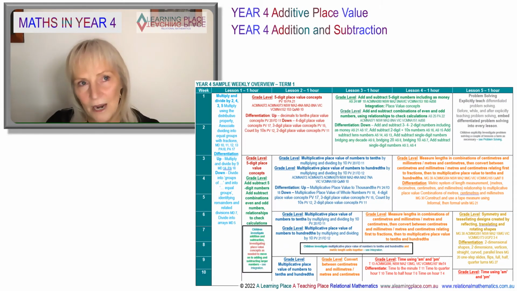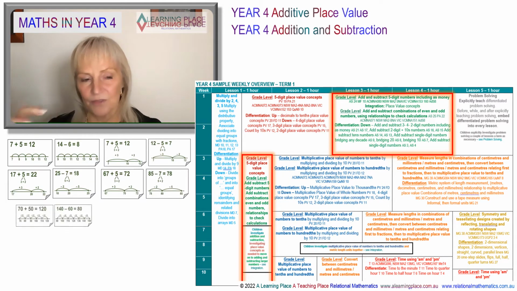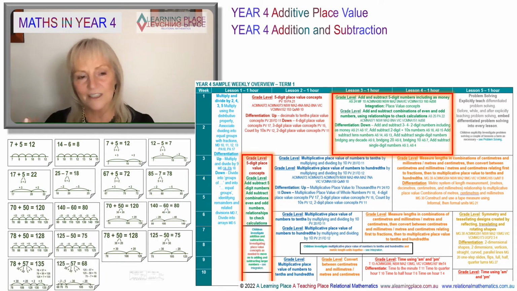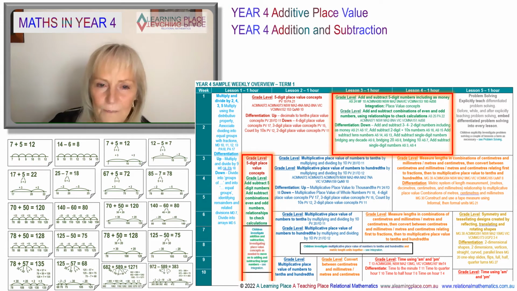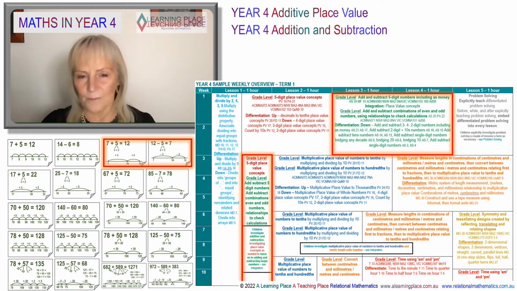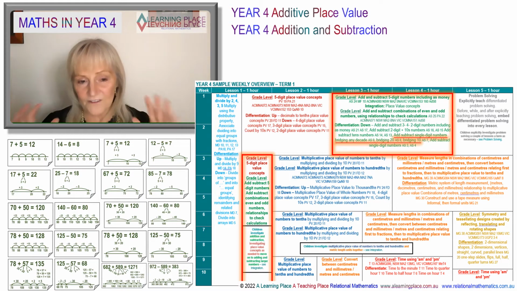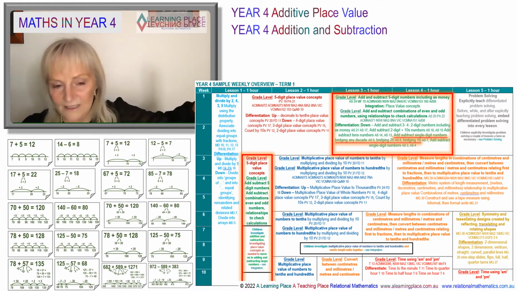With addition and subtraction though, because your year 4 students haven't necessarily come through with the deep understanding of adding single digits and so on, they're going to have to drop back to the year 1 level, which is bridging 10. Because if they can't bridge 10, they're not going to be able to bridge any other place value. Down here it's got differentiating up and down, adding and subtracting single digit numbers. Bridging 10 is one way that you can differentiate down.